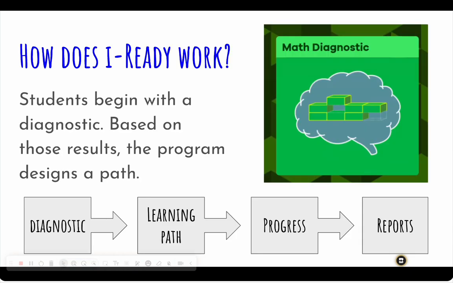How does iReady work? Well, it starts with a diagnostic that determines their current performance level. Then, based on that data, iReady creates a customized path known as My Path for each learner. As they complete the lessons, the program adjusts in real time, offering reteaching or advancement as needed. Teachers can monitor progress and get detailed reports to guide small group or individual instruction.